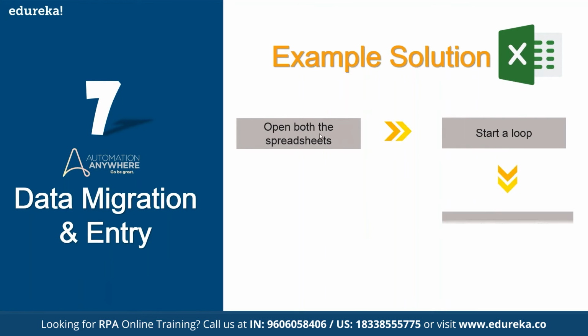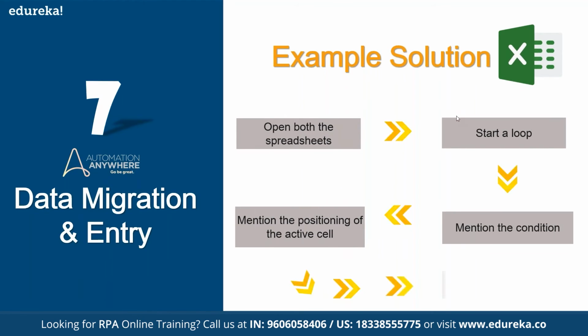So open both the spreadsheets, start the loop. These are technical terms, right? This is all about technical terms, how we implement. So open the spreadsheets, start the loop, mention the condition. In our example, above 5 lakhs is what we have just looked into, right? Mention the condition, mention the position of the active cell where you want to paste the data, and execute the automation. Here they have shown Automation Anywhere, how you can automate, right? So this is the data migration example. This is one of the projects. So what project do we have next?